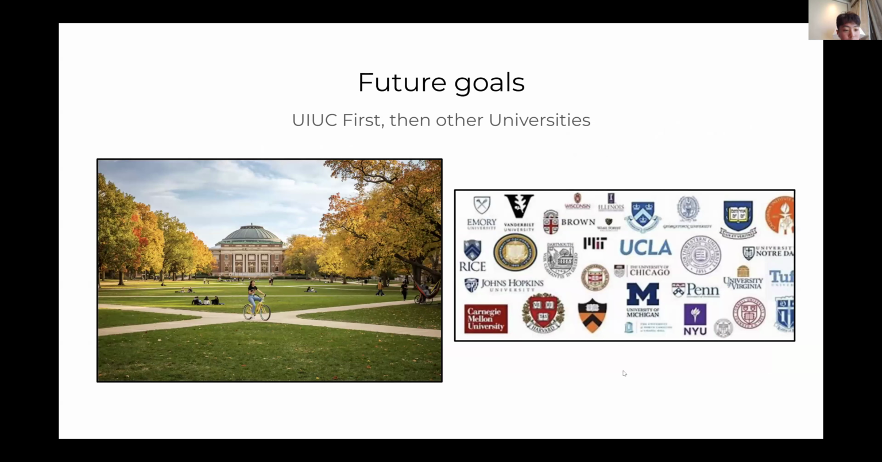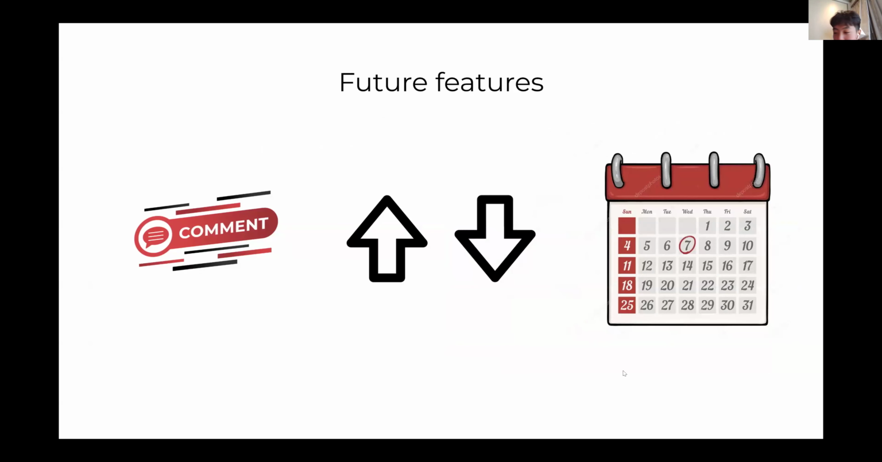After that, we hope to expand to other universities across the United States. Also, there are some future features we hope to implement that we didn't get to this summer. To start, we'd like to make a working comment section for users, maybe where they can upvote and downvote, and a feature that takes the time and events on campus into account.